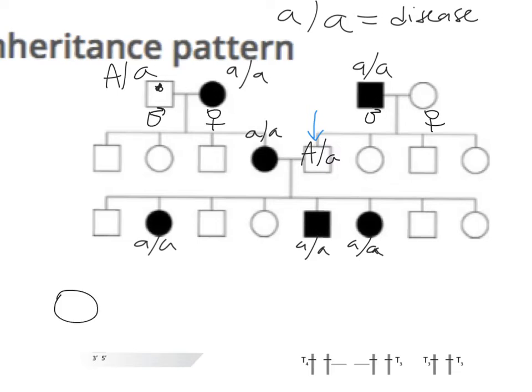And open symbol, filled in symbol. If it's filled in, they've got the disease. And open symbol means no disease. So all we've got information about is phenotypes, the traits. We don't have any information about genotypes. We're inferring all of that. We're taking phenotype information and converting that into what we think the genotypes would be, again, if this is a recessive disorder.